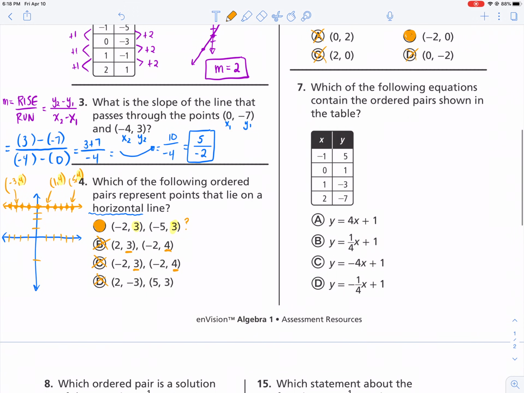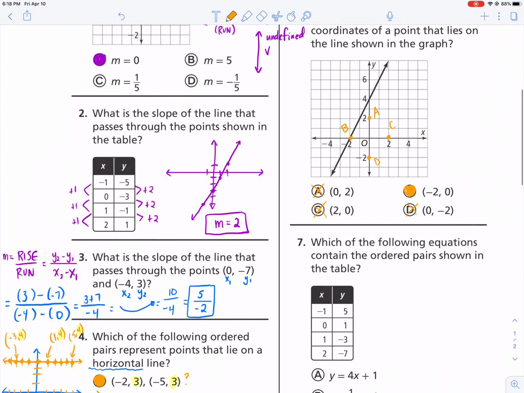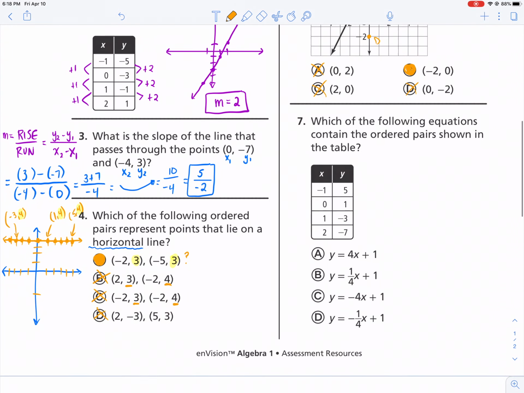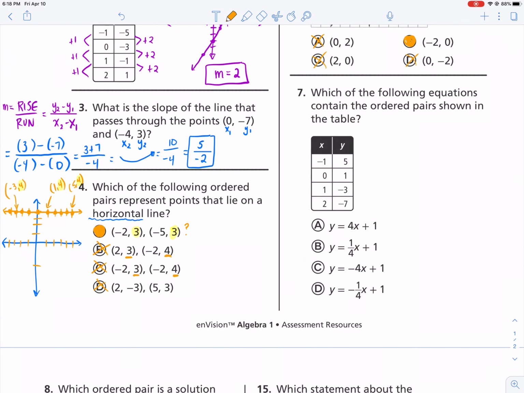Okay, so we're going to go to number 7. Number 7 is really similar to number 2, except this time they want to know the full equation for it. So finding our slope is a good way to start. So again, I'm going to go here. On my x values, I go up by 1, and I go up by 1. So now I want to find the change in all of my y's to see if it's consistent.